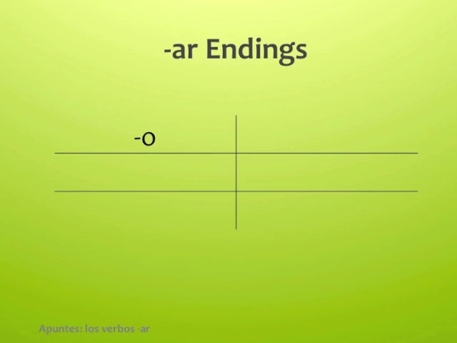The ending for the yo form is o. For the tú form, remember that's the second box, the ending is as. El, ella, usted form, a, the letter A. Nosotros, amos, A-M-O-S. Vosotros, áis, A with an accent mark, I-S. And ellos, ellas, ustedes, an, A-N. So we have o, as, a, amos, áis, an.